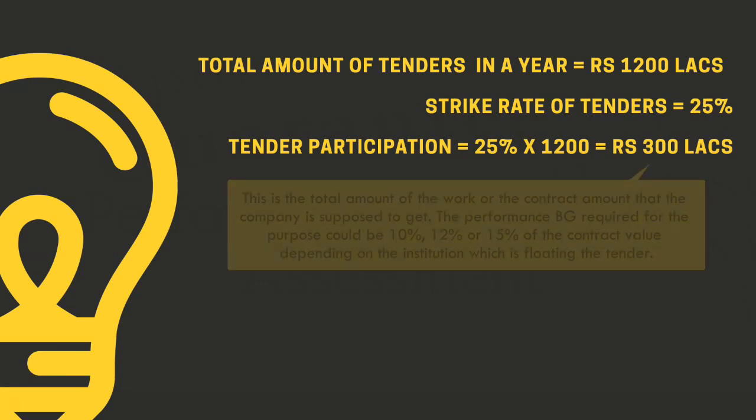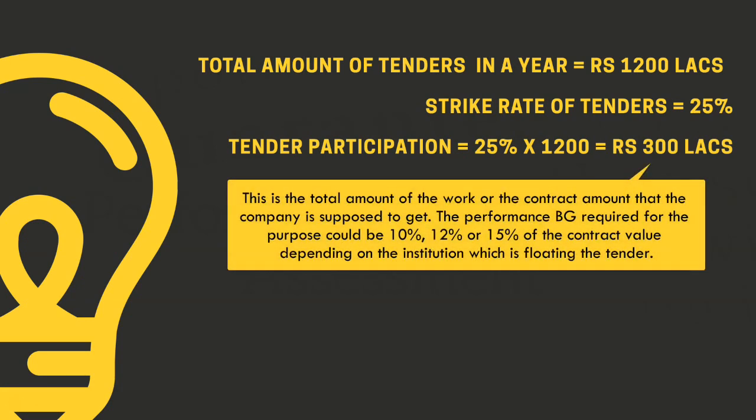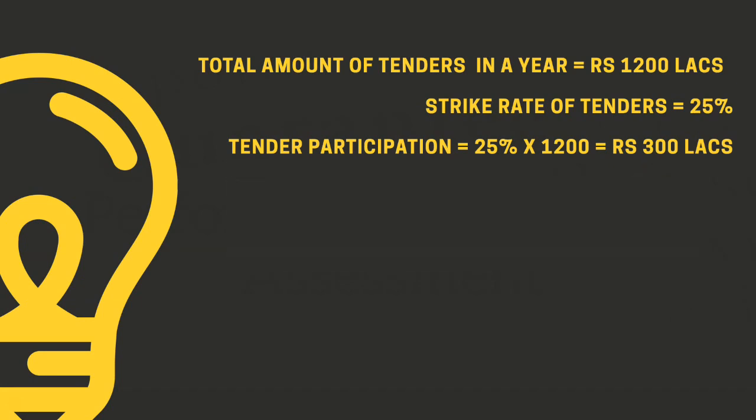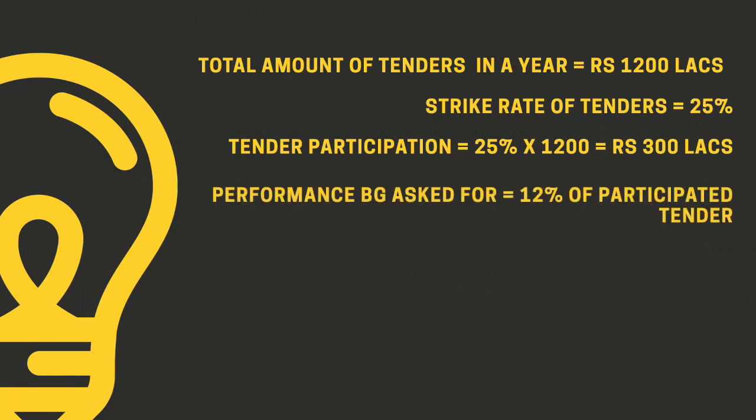Now this is the total amount of work or the contract amount that the company is supposed to get. The performance BG required for this purpose could be 10%, 12% or even 15% of the contract value, depending on the institution which is floating the tender. So here also you must choose the average very carefully so that there is no question of overassessment or underassessment.